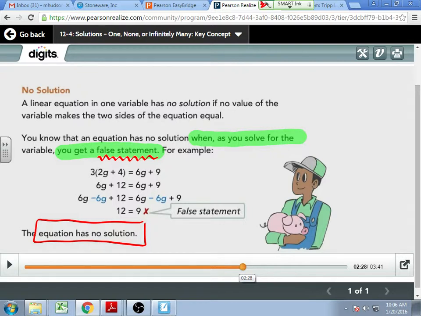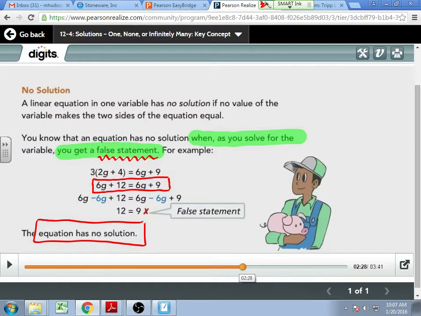And actually, we could have recognized that right here. Because 6g is a shared value, you cannot have something plus 12 and have that equal to the same something plus 9. Olivia? When you solve for the variable, you get a false statement. Let me see what's on here. So we have no solution.